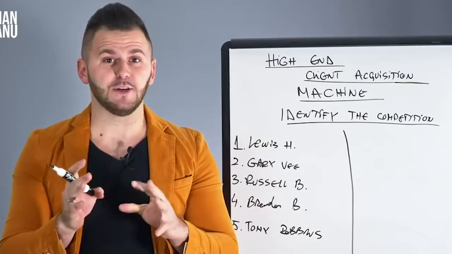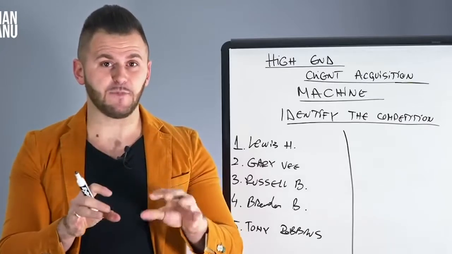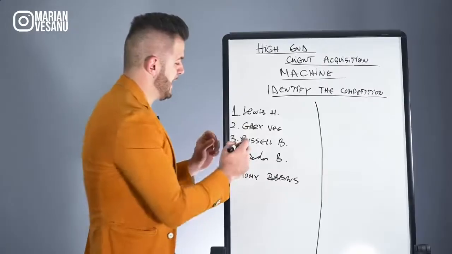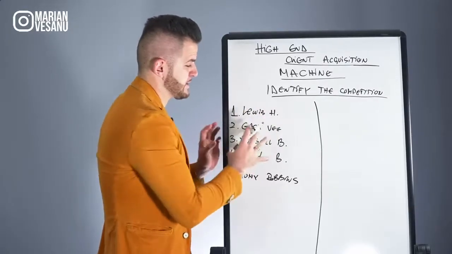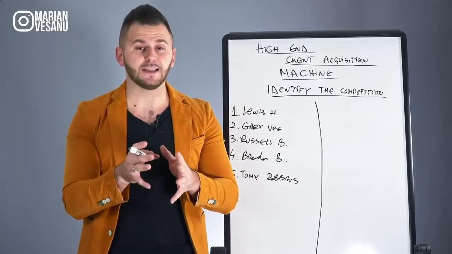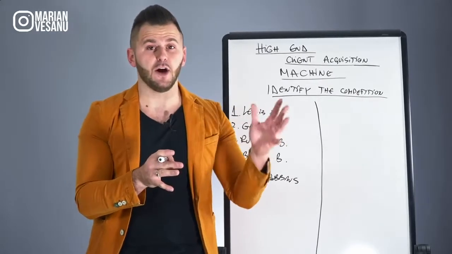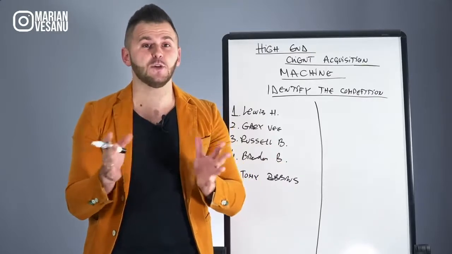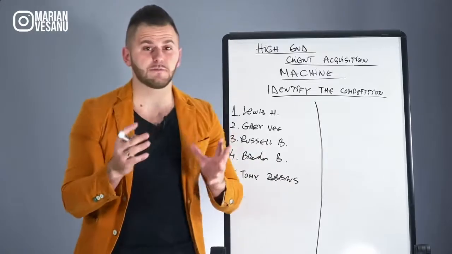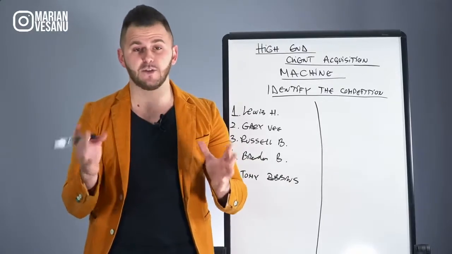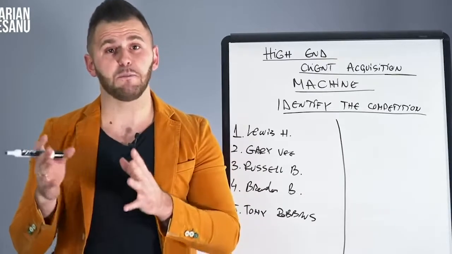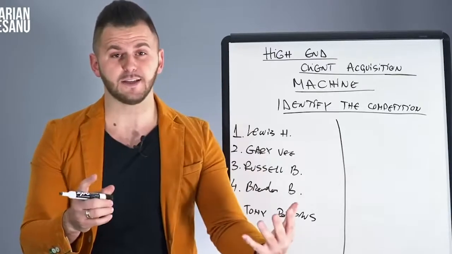So we are able to take the content that we've created in part 1. Now we identify who are the biggest players in the game. And now we're going to put our content in front of their audiences. So this is huge. Think about this. All these guys spent hundreds of thousands of dollars, if not millions of dollars, building their audiences for years. And now we are able to put our content in front of their audience, right?